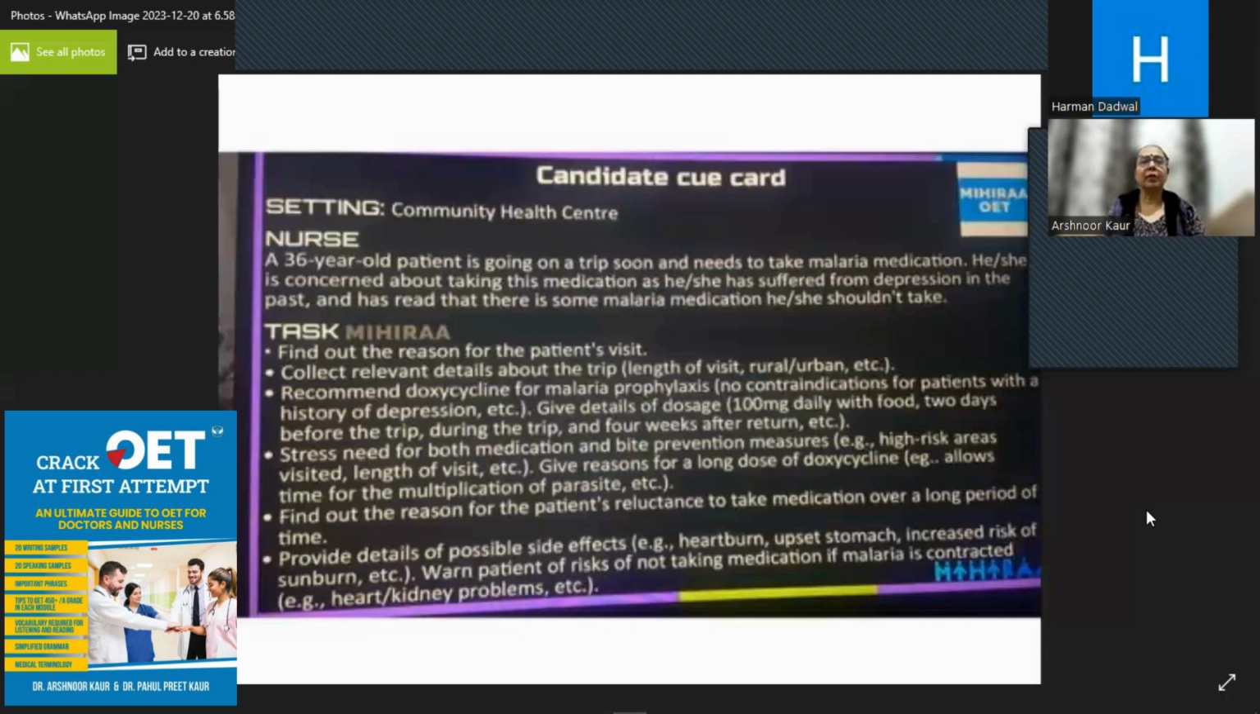In this topic, a 36 year old patient is going on a trip and he needs to take malaria medication. But this patient has a history of depression and he has read somewhere that malaria medication has a contraindication with depression medicine. So he wants to inquire about that.